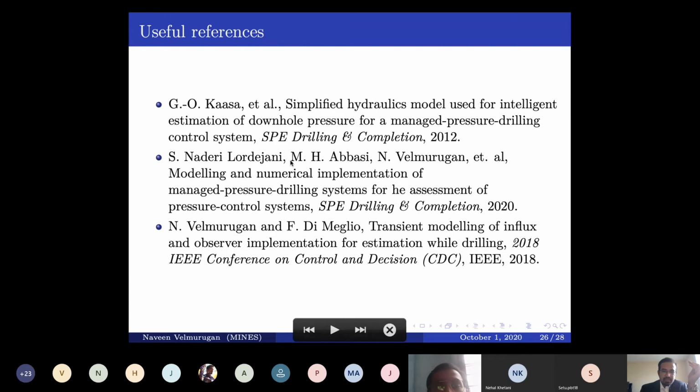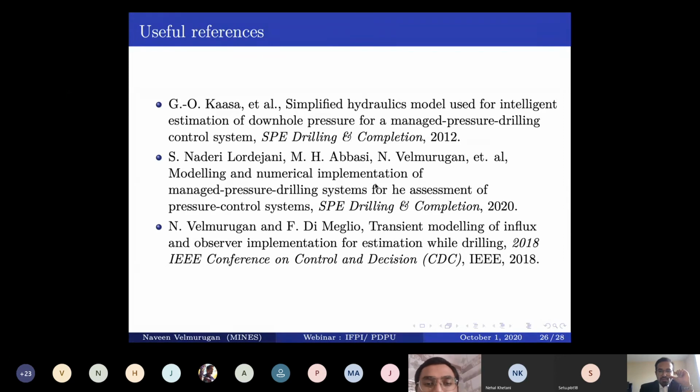And I have another paper that we published with my colleagues, which studies the controller performance for managed pressure drilling systems, and the simulation result that I showed you that has an automatic controller to maintain a bottom hole pressure during connection scenario is a result of this particular paper.